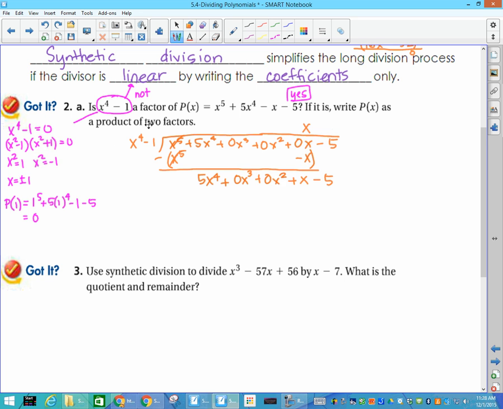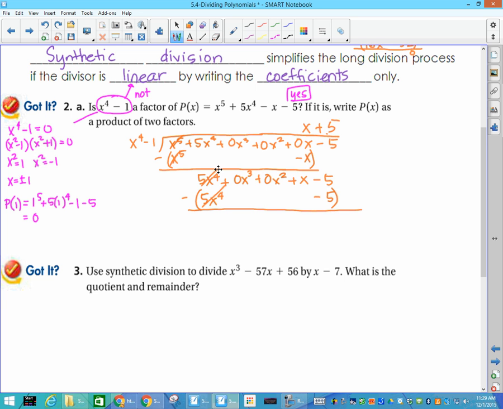Okay. X to the 4th times what gives you 5x to the 4th? Well, that, of course, is 5. Doesn't look like a 5. Okay, looks like a strange 5. Try that again. That's better. Okay. So 5 times negative 1 is negative 5, and 5 times x to the 4th is 5x to the 4th. So when I subtract those, what do I get?